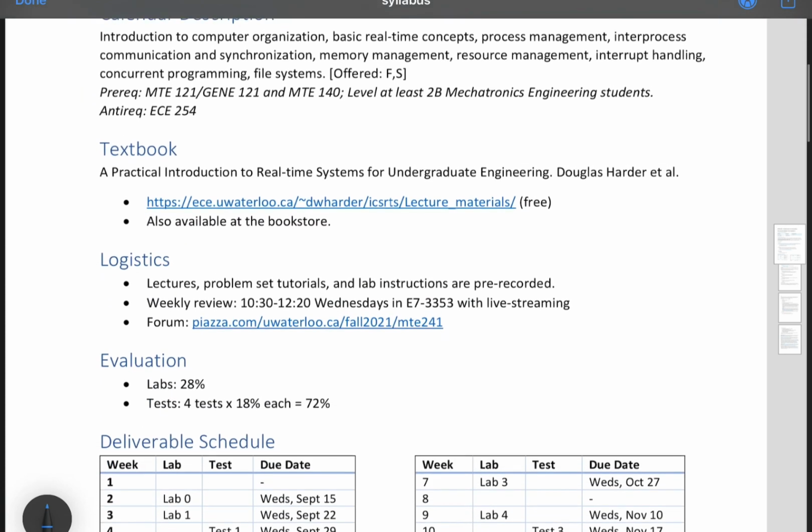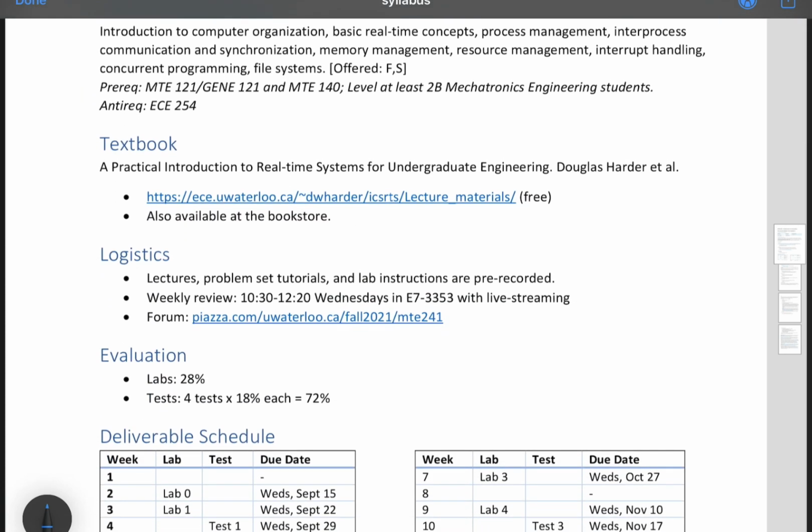Okay, the textbook. Douglas Harder taught this course before I did, and he's a lecturer in electrical and computer engineering like me. And he wrote this 600-page textbook after doing the course once, and he hasn't taught it since. But good for him. It's actually a good book, and I've tried others, but I prefer his. And it's free. It's available online, and you can also get print copies at the bookstore. I think that they're between $50 and $60.